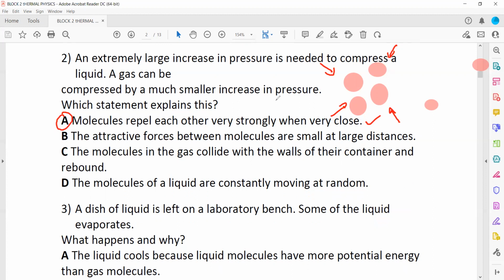The molecules in a gas collide with the wall of a container and rebound. That is also true, but this explains the idea of pressure, not compression. And the molecules in a liquid are constantly moving randomly. That's also a true statement, but it does not explain why liquids are difficult to compress.